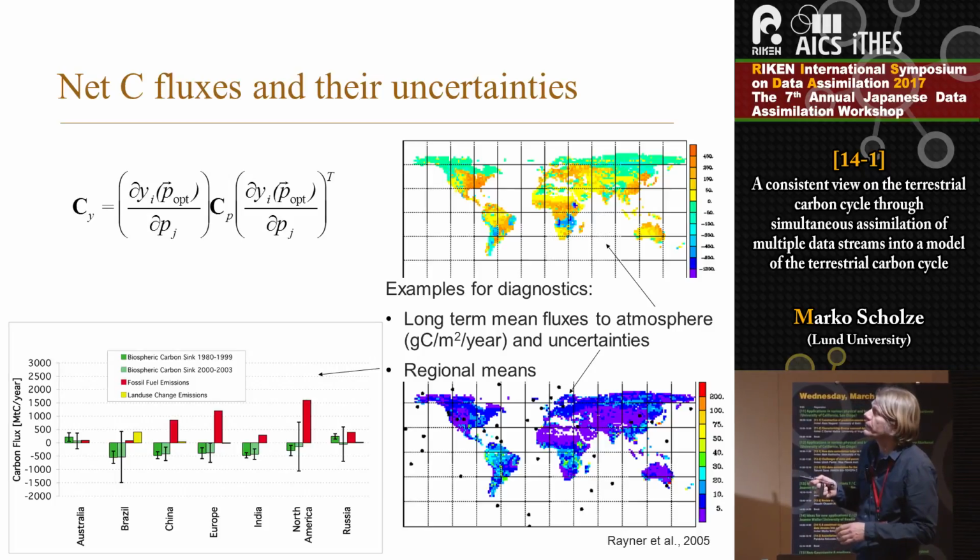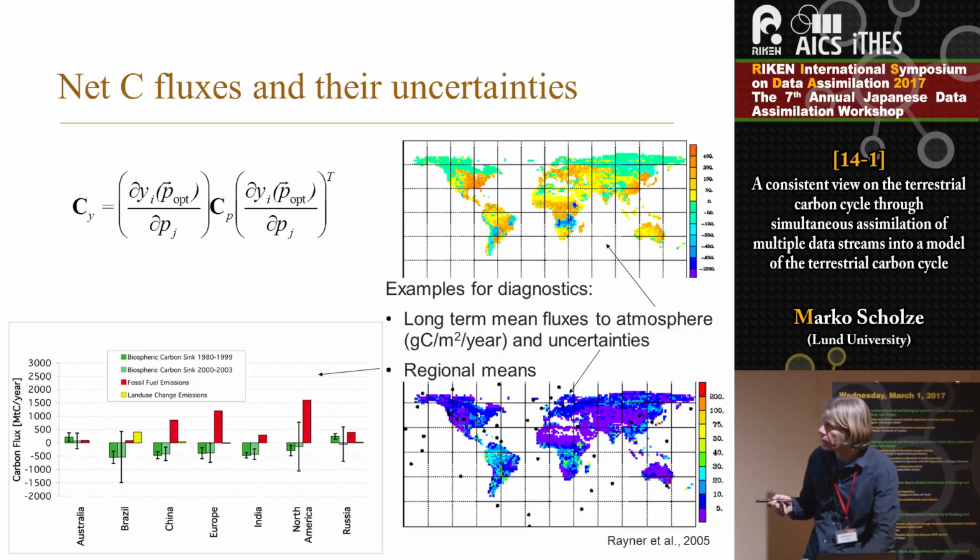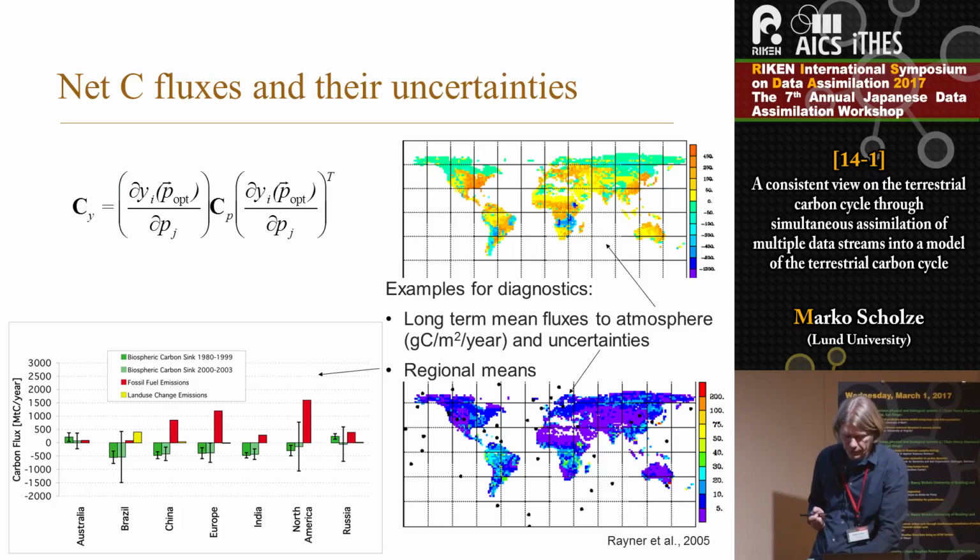And then that's the propagation of the posterior parameter errors onto the fluxes. So that's an example of the flux per grid cell here, and that's the associated uncertainty. And then one can, of course, calculate regional means, for example, for continents or large countries, and then also estimate the errors on these means here.